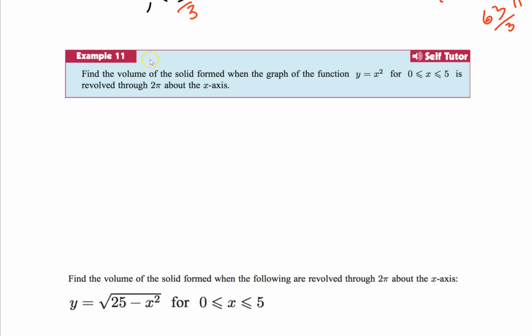Find the volume of the solid. Again, I see volume, so I think formula sheet, pi y squared. It's in your formula sheet. The solid is formed when the graph of the function y equals x squared from 0 to 5 is revolved through 2 pi. That's just a fancy way of saying find the volume. We know how to find volume. We have the formula. We just have to find the limits. They're right here, 0 to 5. And there's my equation. So let's plug it in.